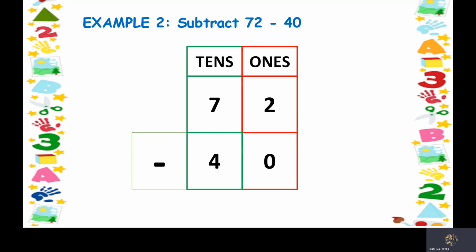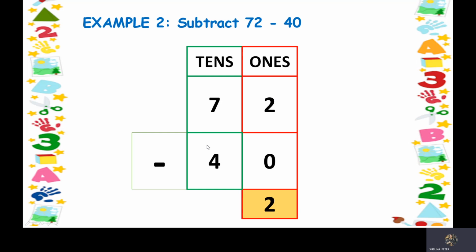So starting from ones place again, we have 2 and 0. Keep 2 in your mind. And what is the meaning of 0? 0 means nothing. So you don't have to take out any number from 2. So again the answer will be 2 only. As 0 means nothing. So remember, wherever you see 0, the same number will come. 2 minus 0 is 2.